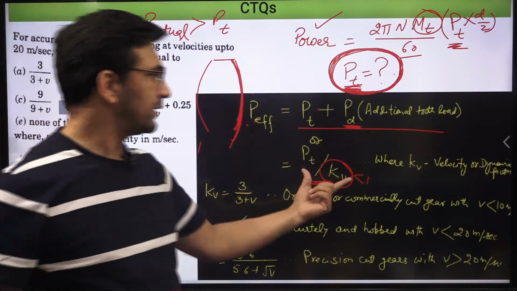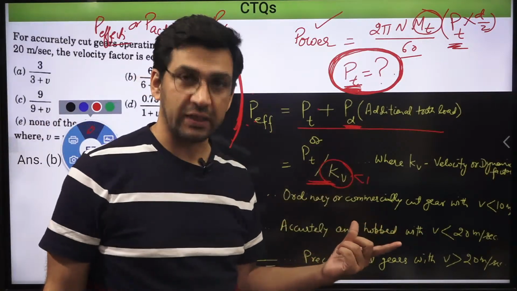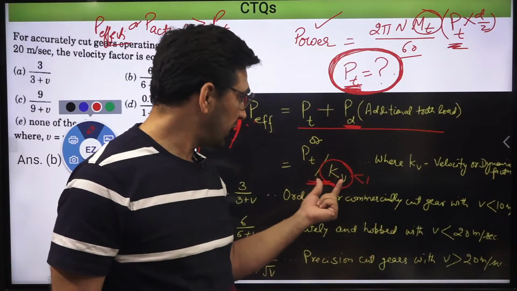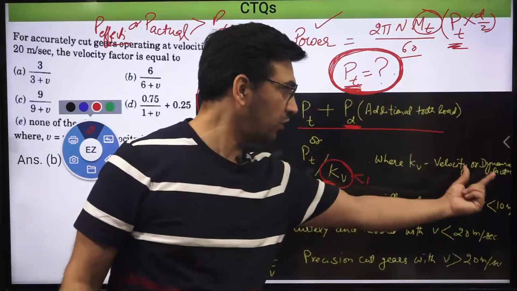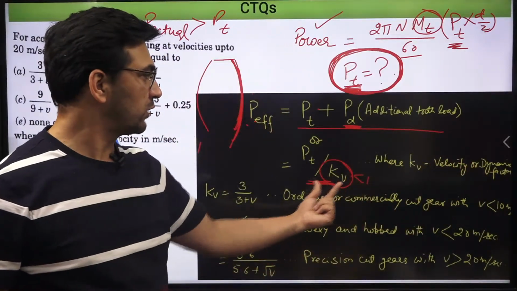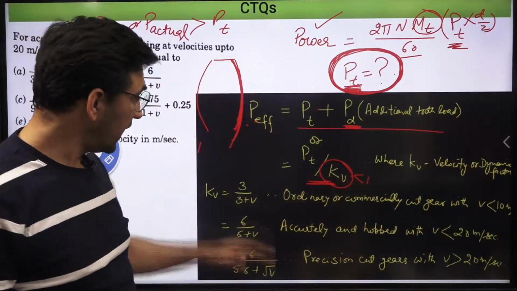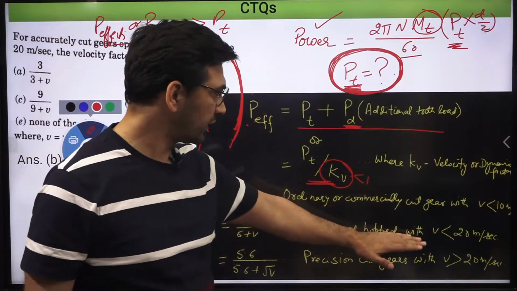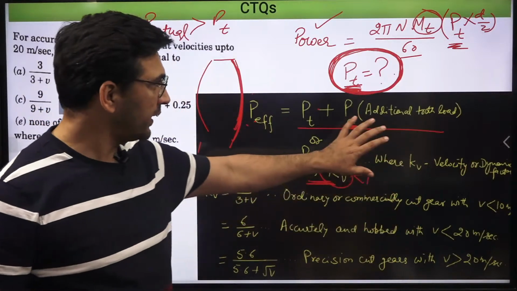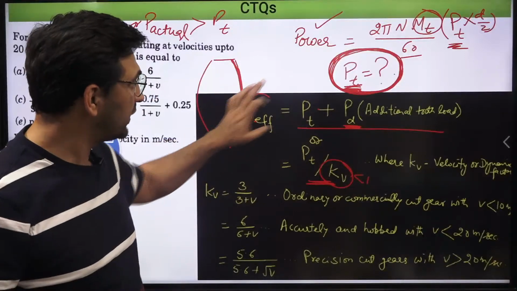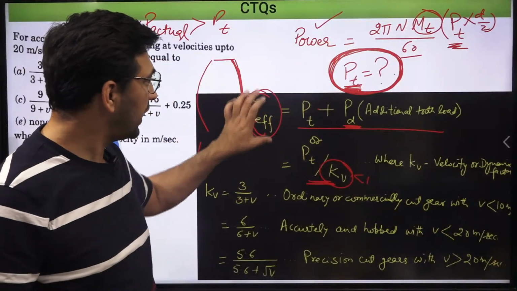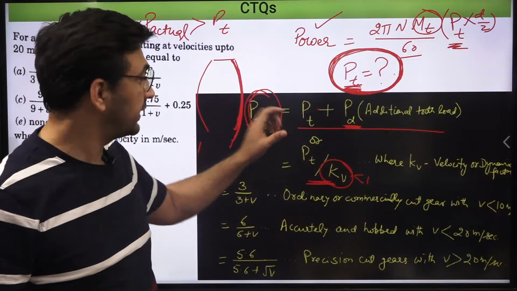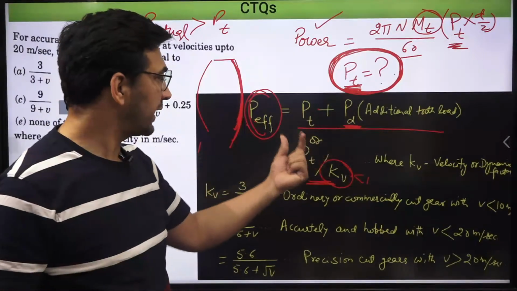Right. So this approach was adopted by Barth, and that is why this factor is called the velocity factor or dynamic factor, and this value was given by Barth for the first time. And what are those values? They have been mentioned over here. So what is important for you is the meaning of P effective, the actual tooth load, and how I can calculate the actual tooth load. Either I can calculate from this, or I can calculate this way.